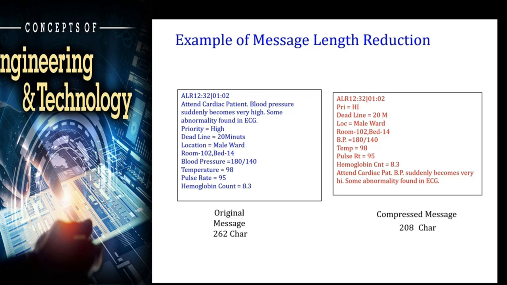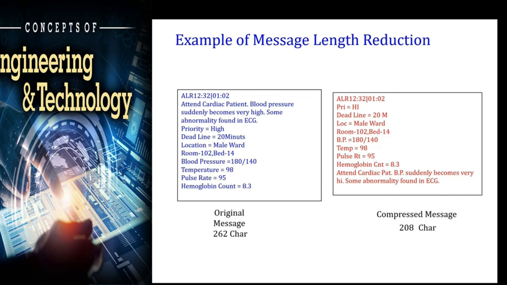When you are reducing the message, for example, if you write blood pressure as B.P., it will give you the same information with fewer characters. So when you compress the message and bring in fewer characters, we are not missing any critical information. We are providing all the critical information. We can't avoid any diagnosed parameters or anything. All the parameters have to be included here. That is also very important.